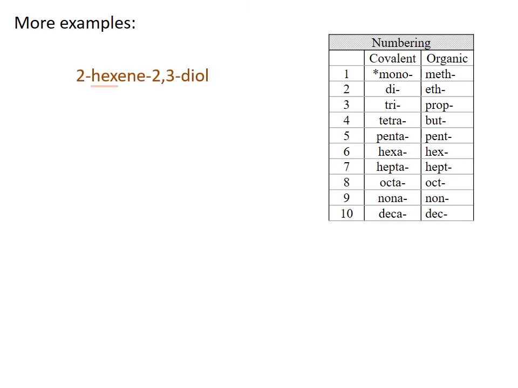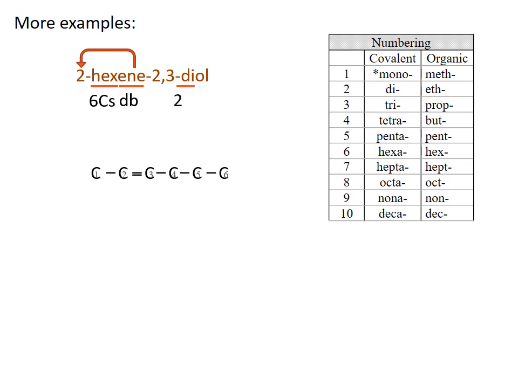2-hexene-2,3-diol. Hex means 6, so I have 6 carbons. So I draw out my 6 carbons. 1, 2, 3, 4, 5, 6 carbons. Ene means double bond, and that will go on the second carbon. So I number my carbons and place a double bond after the second carbon.